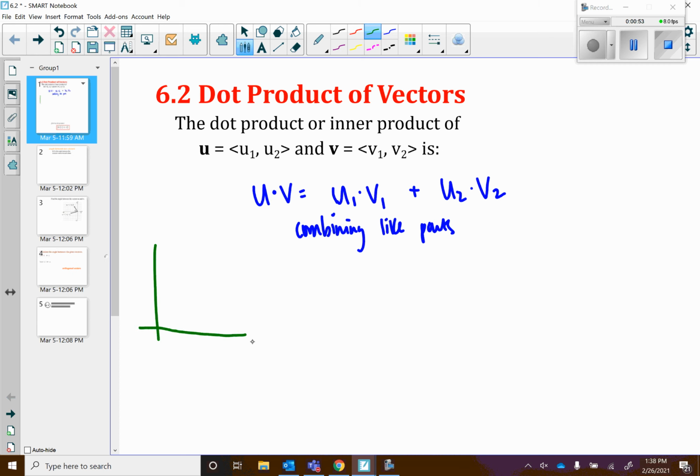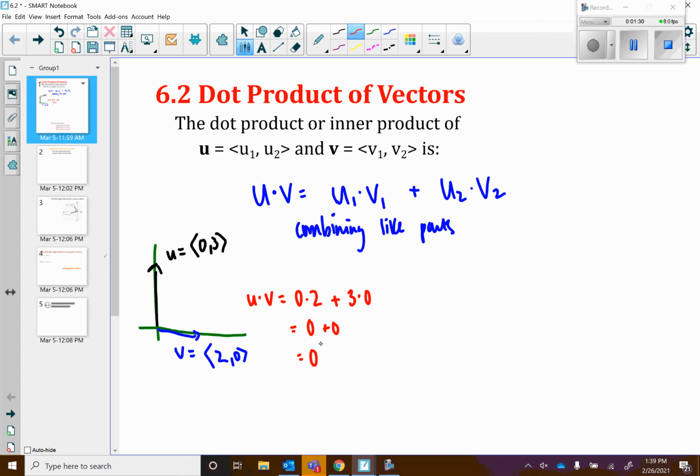So I'm going to do a really brief example and then give you a contextual example that'll help a little bit. Let's say this is u, and u is the vector 0, 3. And then let's say this is a vector v, and v is the vector 2, 0. The dot product, u dot v, is equal to the first piece of u times the first piece of v, plus the second piece of u times the second piece of v. So 0 times 2 is 0, 3 times 0 is also 0, and 0 plus 0 is 0.